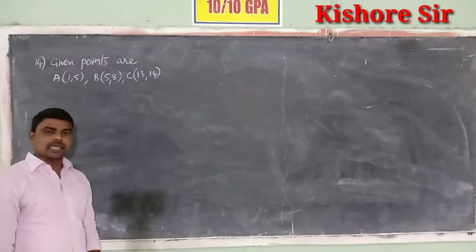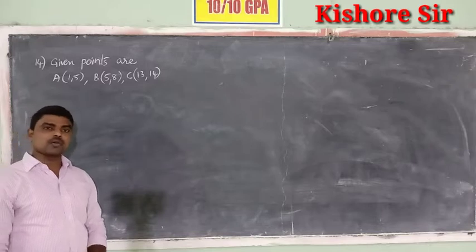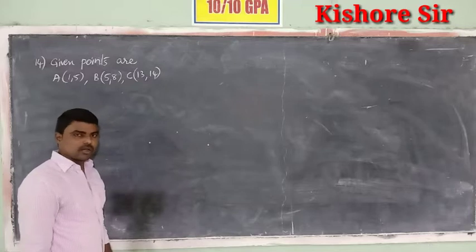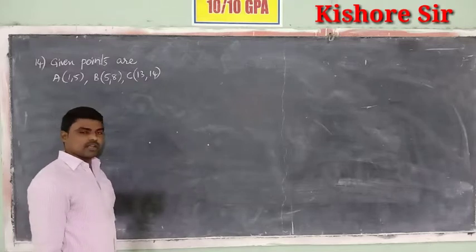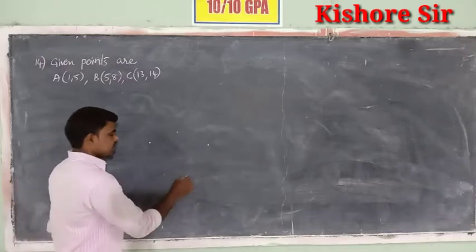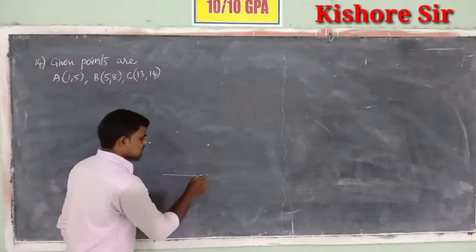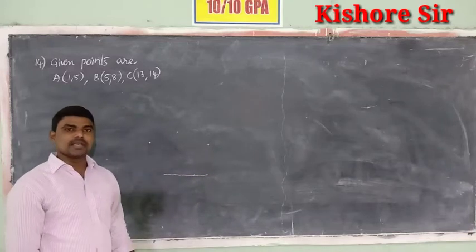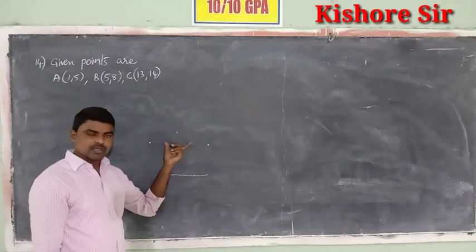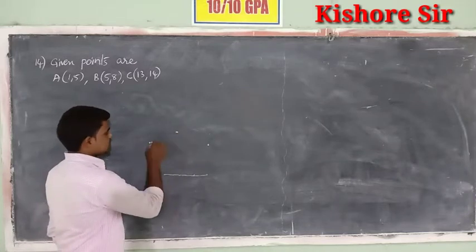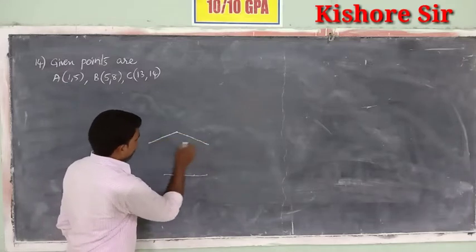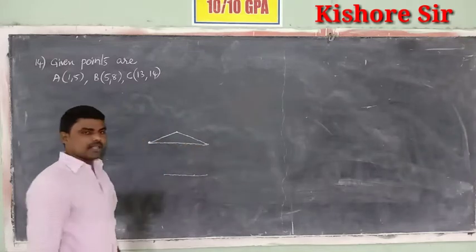Any triangle can be formed with 3 non-collinear points. We already know collinear points. What is the definition of collinear points? 3 or more points that lie on the same line are called collinear points. Suppose these 3 are non-collinear points, so we can draw a triangle with them.